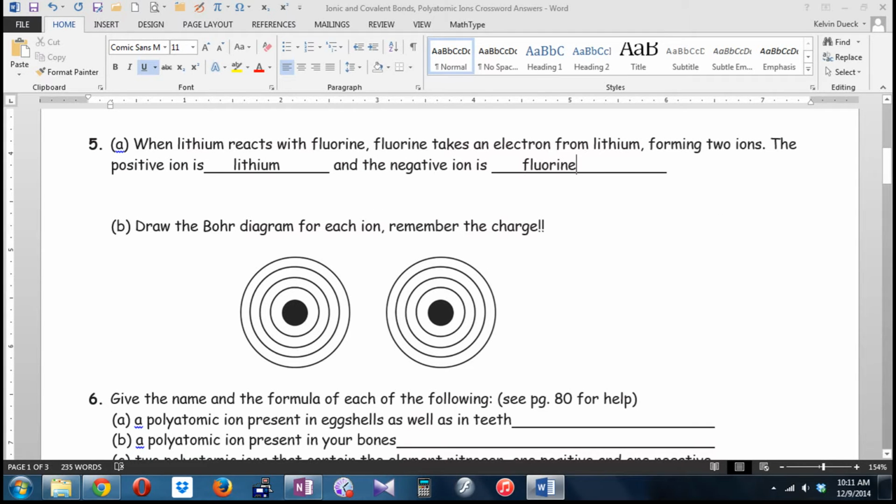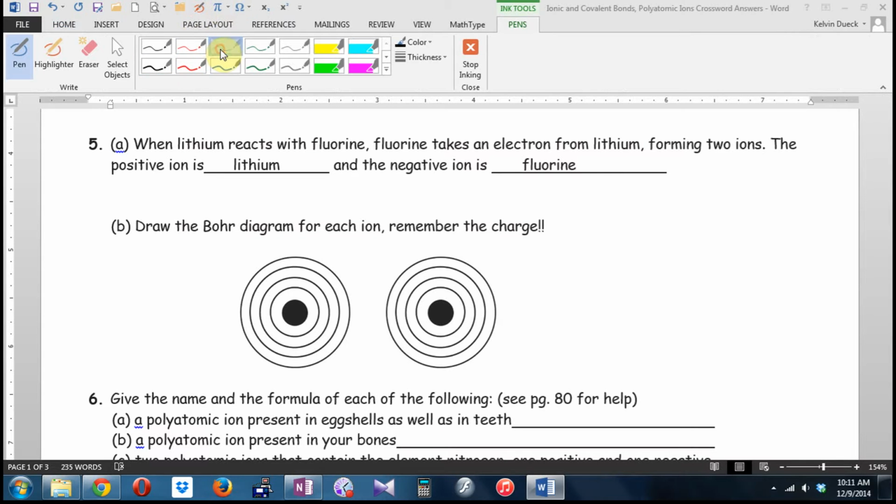Says draw the Bohr diagram for each ion and remember the charge. Okay. So I'll do lithium in red. It has 2 electrons. Now normally, don't write this down, this is wrong. Normally lithium has 1 electron, but I'm going to erase that. It wants to get rid of that electron. It's an ion with a charge of +1.